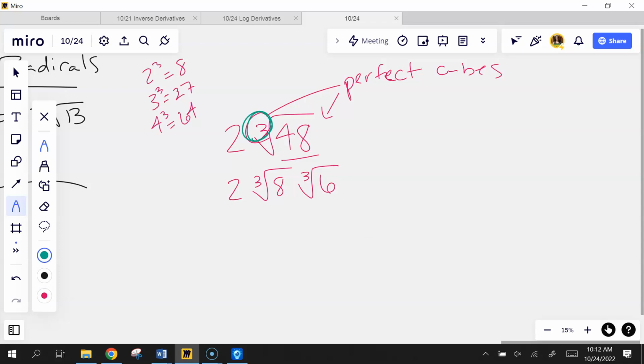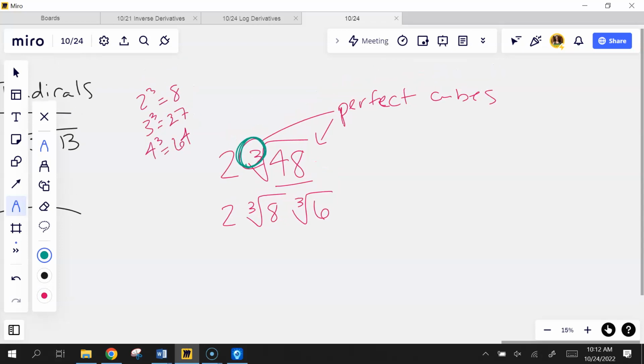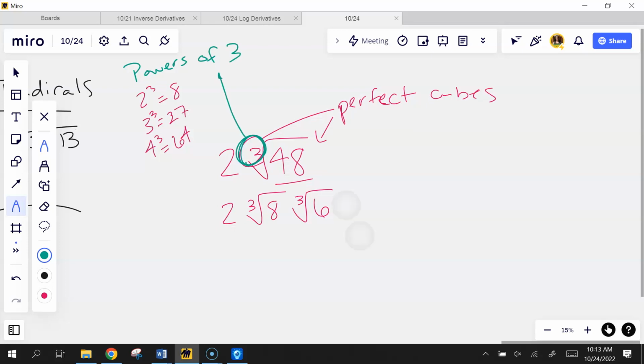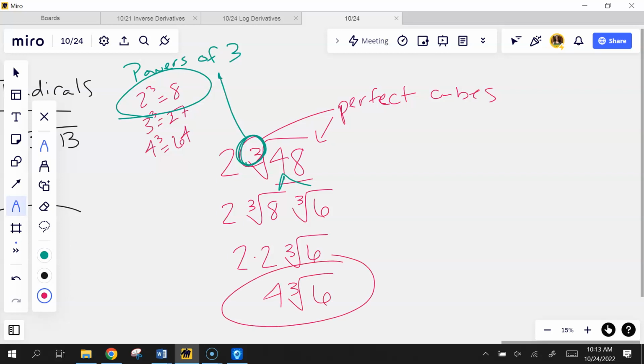I look at this. This is the third root, right? So I'm looking at powers of 3. And just like with square roots, I want to choose the biggest one that I can divide 48 by. That was 8. 8 times 6 is 48, right? So now what's the third root of 8? So I got 2 times 2 times the cube root of 6, which is 4 times the cube root of 6. Do I need a plus or minus here? Why? It's an odd root.